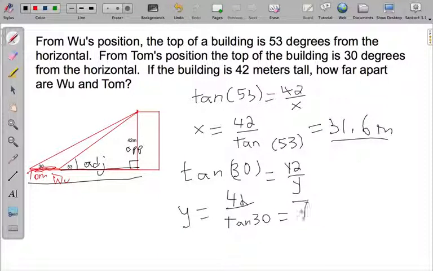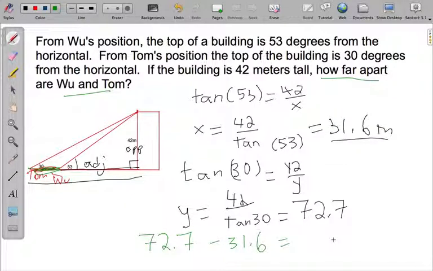72.7. Okay, but what we want to know is how far apart are Wu and Tom. So you want to know this distance here. Okay, so that is 72.7 subtract 31.6, which we should see is 41.1 meters. Oops, 41.1 meters.